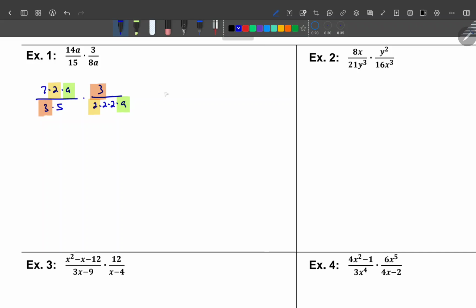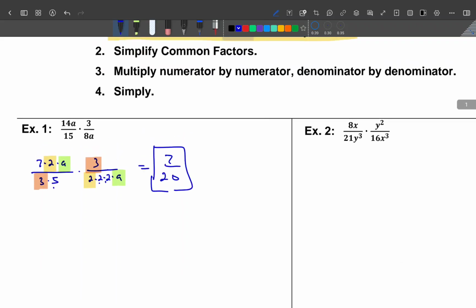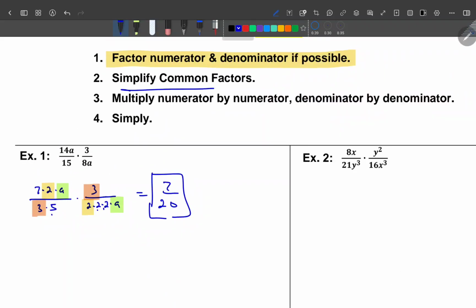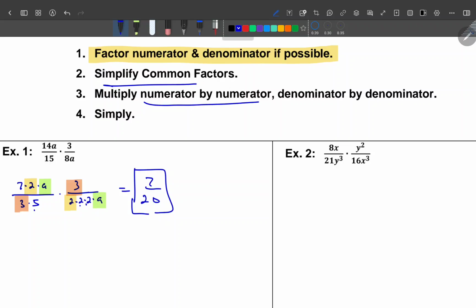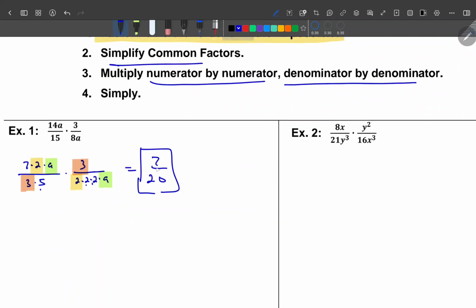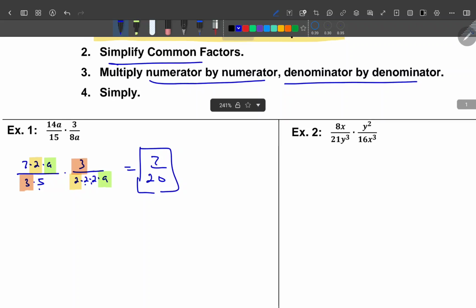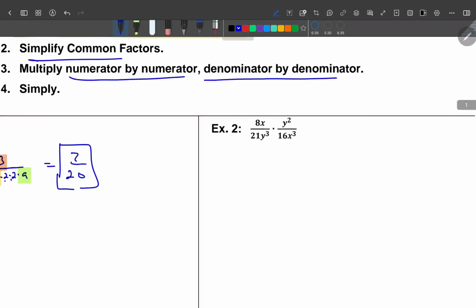So now when we multiply, remember we multiply straight across the top and straight across the bottom. So across the top we have just a 7, and on the bottom we have a 5 times 2 times 2. So 7 over 20. And that's our final answer. And that's it for example 1. So factor, reduce, multiply numerator by numerator, that just means across the top, denominator by denominator across the bottom. And the last step is simplify, right? So say that instead of 7, we were left with a 4 on top, then we would reduce 4 over 20, but that's all we can do.